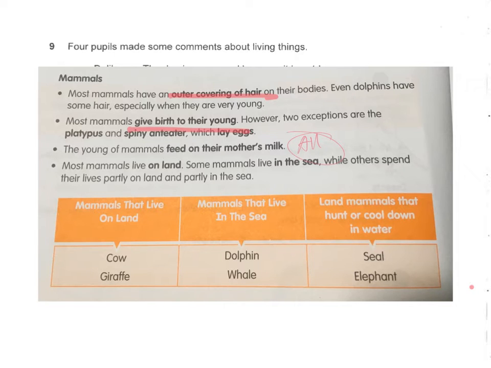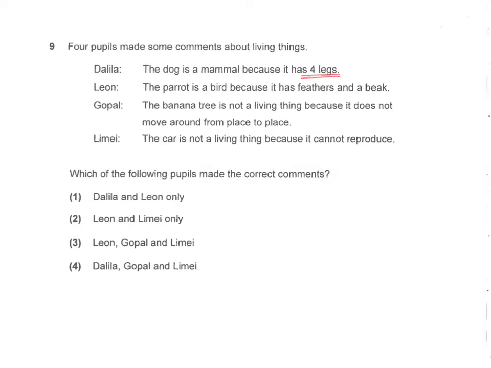Also shown here is that mammals live on land. Most mammals live on land, but of course there are some that live in the sea. The ones that live in the sea, examples are dolphin and whale. So in this case, we can say that Dalila is wrong.